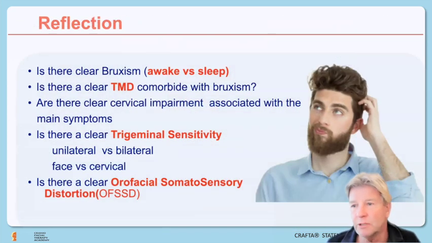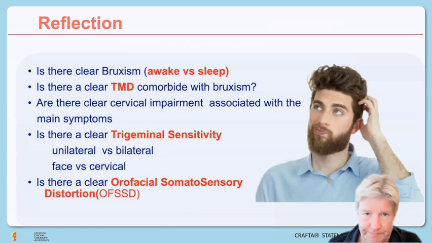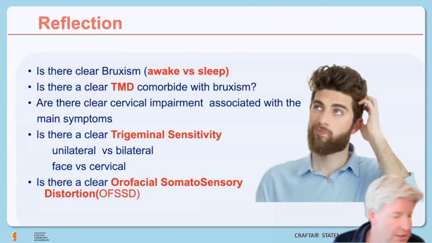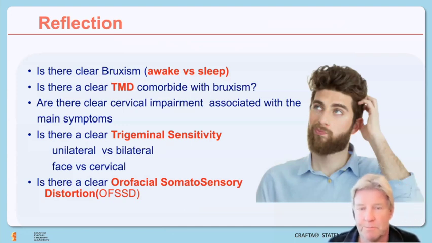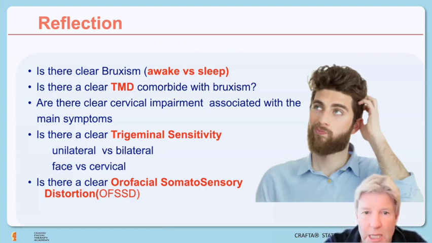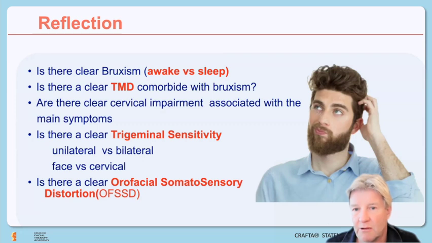So when we do this as an examination, we have to ask: is there a clear bruxism, yes or no? Is there a clear TMJ disorder, yes or no? And can it be comorbid with bruxism? How far is there a trigeminal sensitivity? Do I reduce nociception from the ventral part, the orofacial region, in relation also with the neck? And is there an orofacial somatosensory distortion?